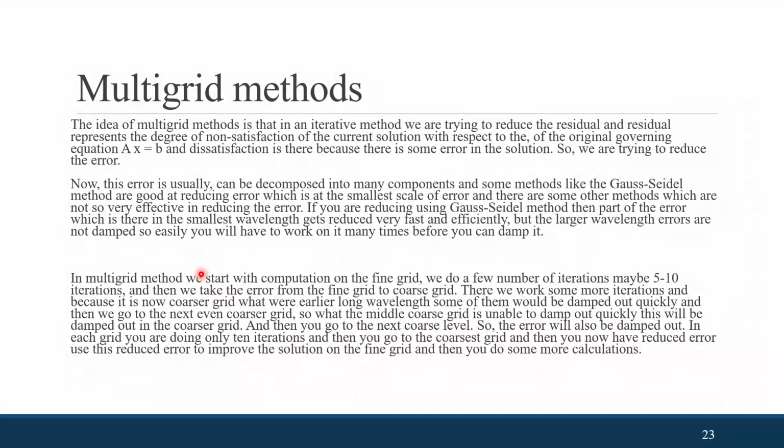Similarly, the errors keep on reducing, from shorter wavelength errors to longer wavelength errors, and the longest wavelength errors would be reduced. This final error, we again take back to the finest grid and do the calculations, and by then the error would be damped out and reduced, and this reduced error is used to solve for the further calculations. So basically we are only doing a few iterations in each grid size.